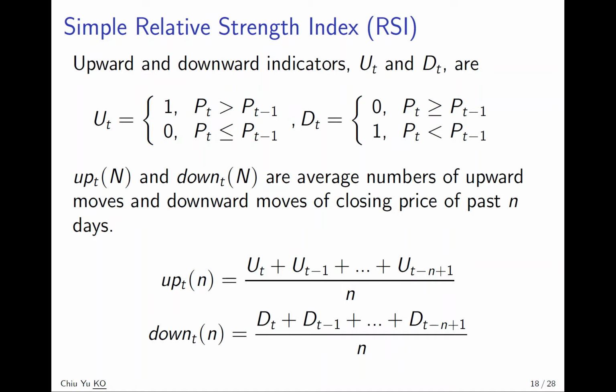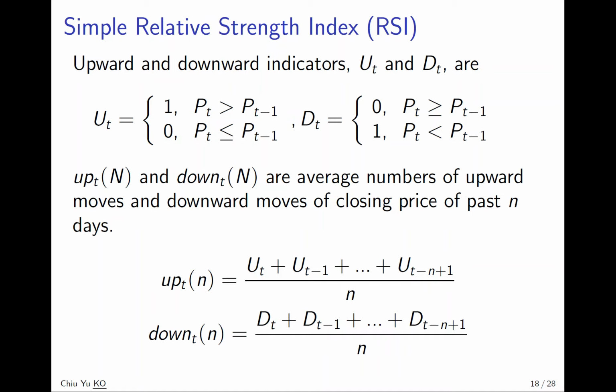We first define two things, the upward and downward indicators, U_t and D_t. It's very simple, although the formula looks complicated. U_t is the upward indicator, which means that if the price of today is slightly higher than yesterday's, then U has a value of 1. If that's not the case, then it's 0. So if the price goes up today, U_t is 1, and if it is not going up, then it's 0.